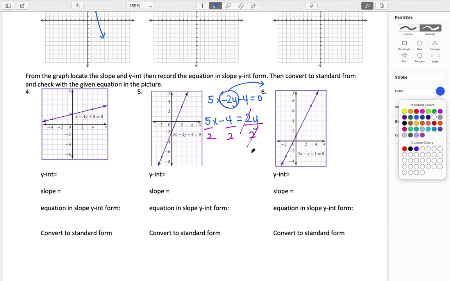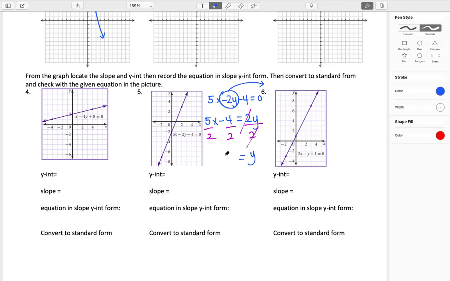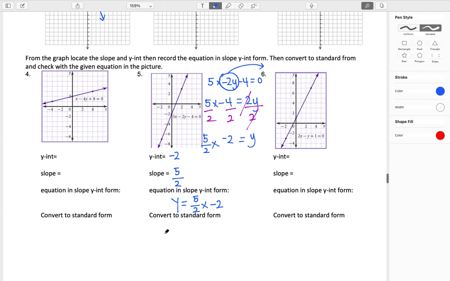So therefore y is equal to 5 over 2x. So I want to rearrange it so that it's slope y-intercept form. So y is equal to, I'm going to write the slope first, 5 over 2x, and then my y-intercept. So just by looking at it, I know my y-intercept is going to be negative 2. Slope is going to be 5 over 2, which is 2.5. Okay, so there you have it.